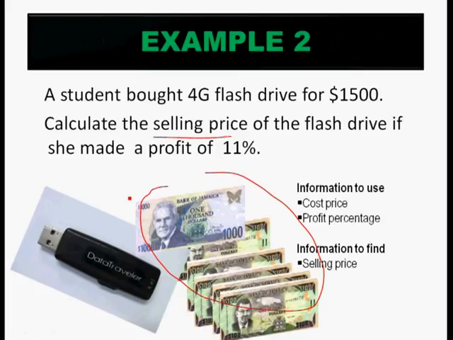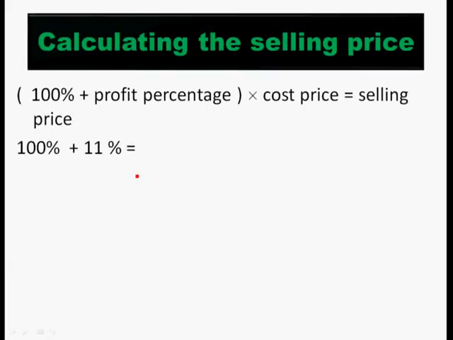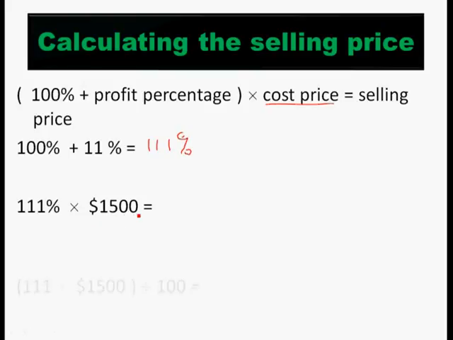Yes, 11%. Good. So that is 111%. We add the percentage profit to 100% to get this amount. Now you're going to multiply this by the cost price, which is $1,500.